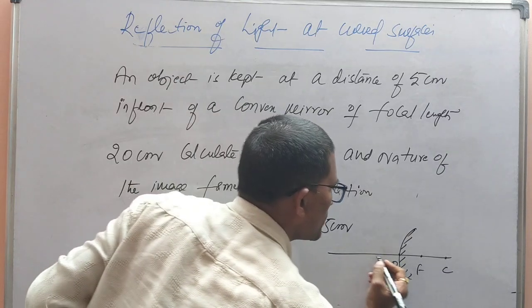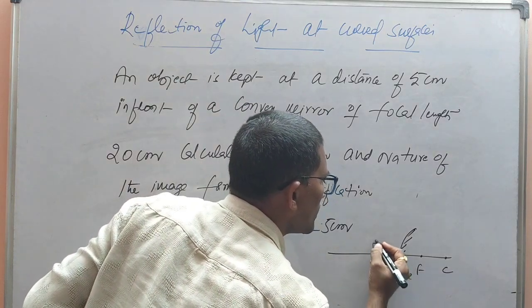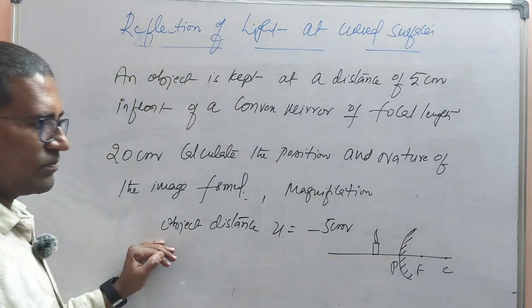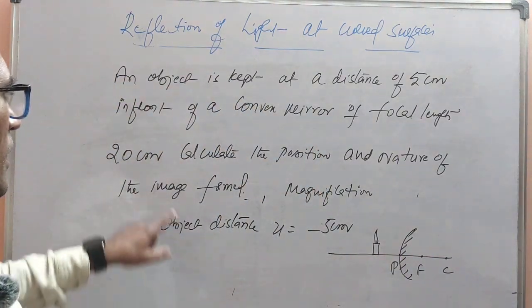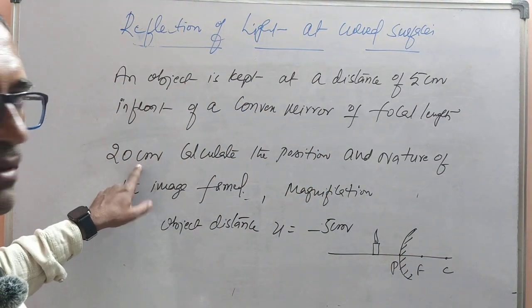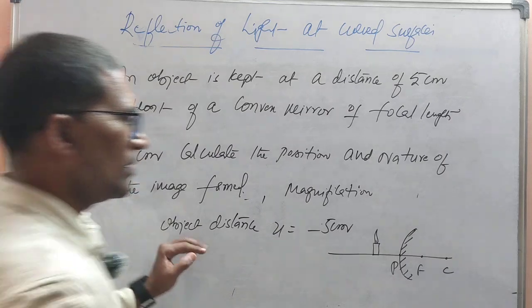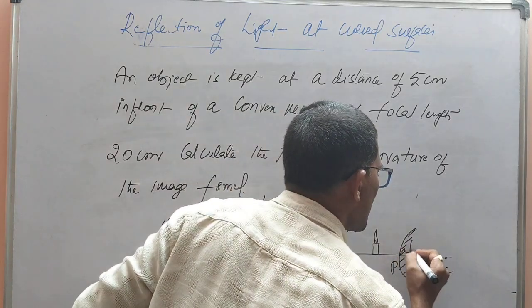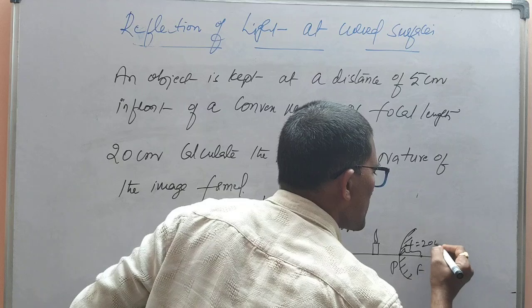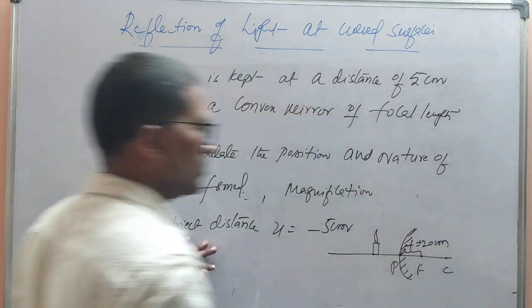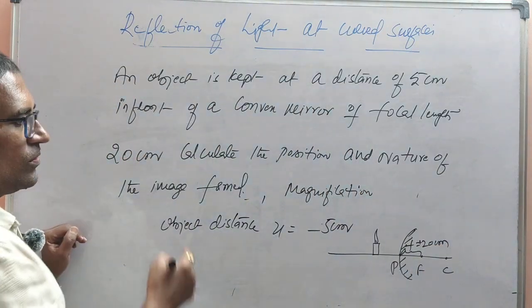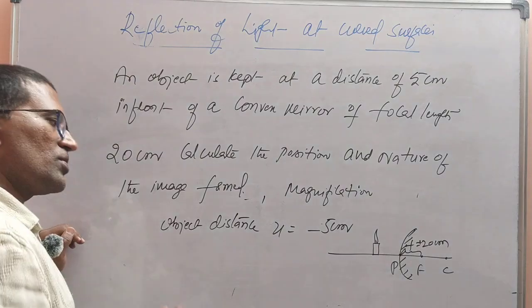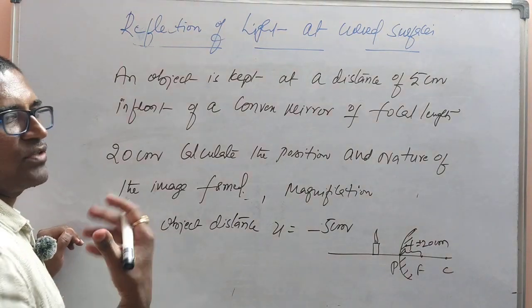Now the distance of the object is 5 centimeter, and we consider this one as the object, for example a candle, and the focal length of the mirror is 20 centimeter. That is from here to here, the focal length is 20 centimeter. This is a positive value. Now we have to find out the image distance, the nature of the image, and even the magnification also we can find out.